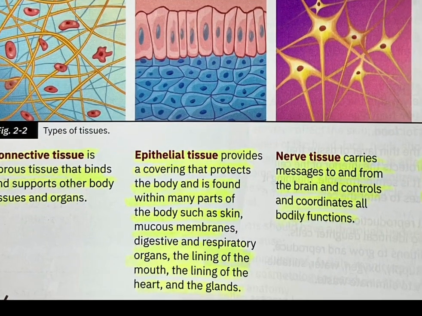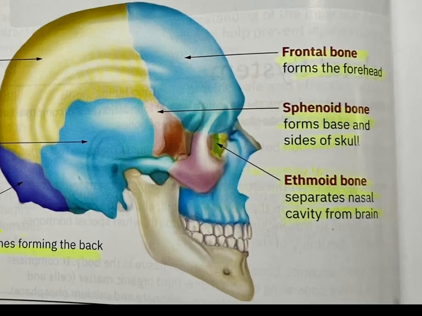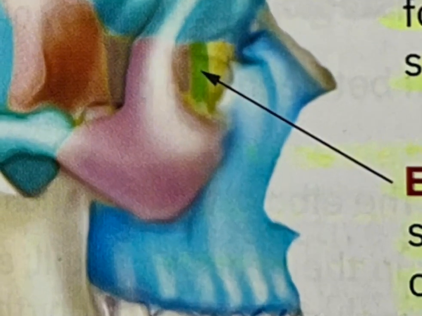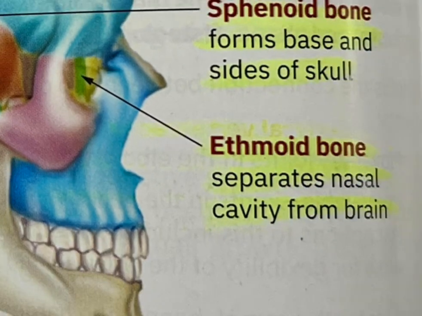Epithelial tissue, provides a covering that protects the body and is found within many parts of the body such as skin, mucous membranes, digestive and respiratory organs, the lining of the mouth, the lining of the heart, and the glands. Ethmoid bone separates nasal cavity from the brain.